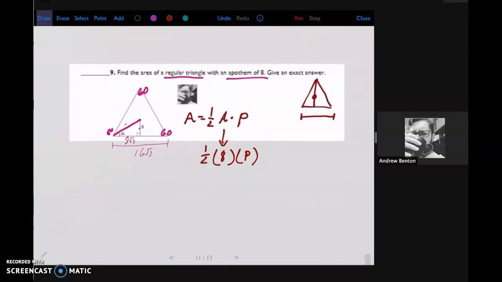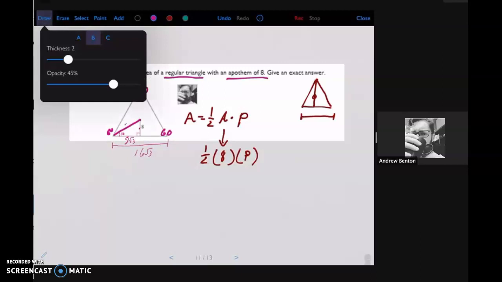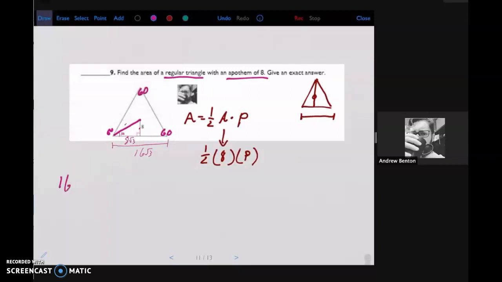And then you can take that 16 √3 and you can multiply by the number of sides. And that'll be what your perimeter is.